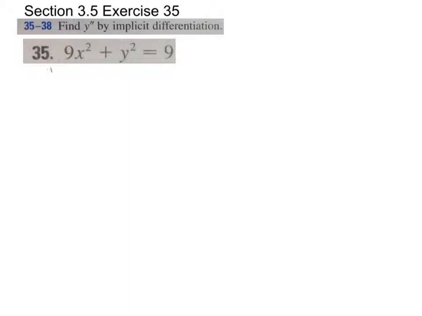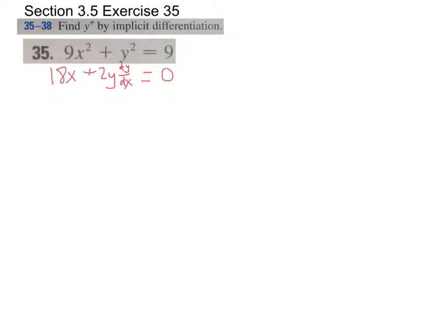So we start with 18x. Derivative of y squared, we start with the power rule, 2y, and then times the derivative of y, 2y dy/dx. The derivative of the right side with respect to x, it's constant, so it is 0.